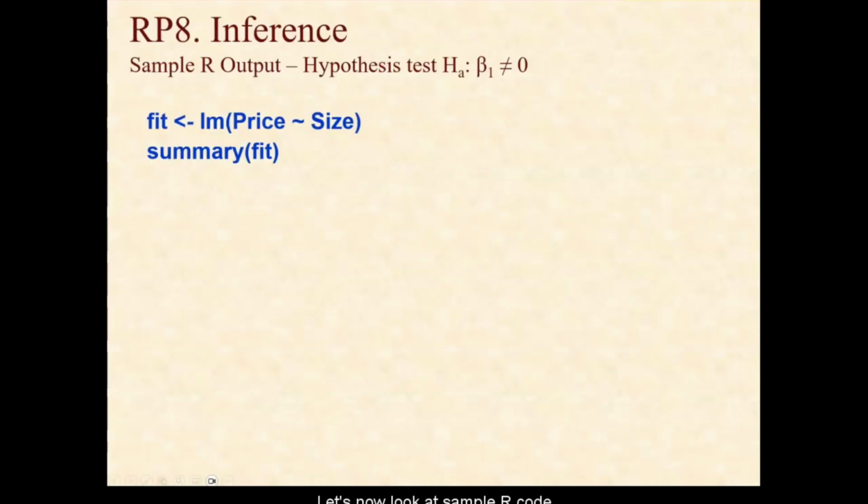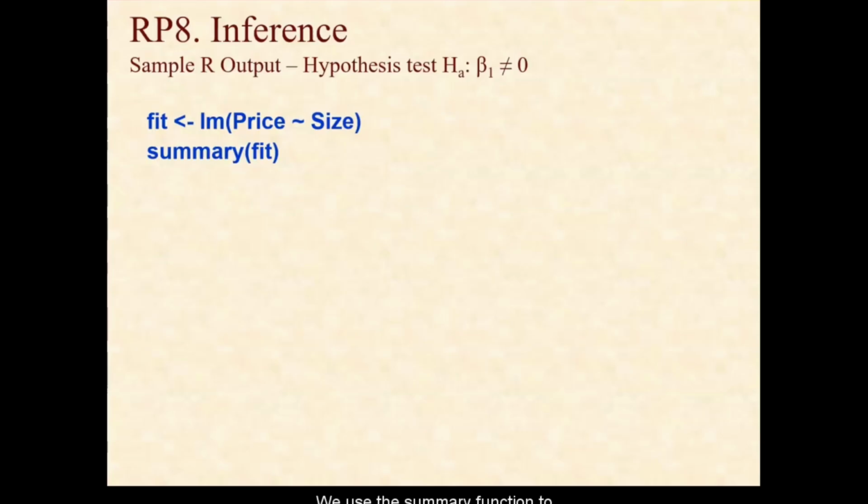Let's now look at sample R code and connect it with our discussion. We conduct a simple linear regression with house price as the response variable, measured in thousands of dollars, and size of the house as the predictor, measured in hundreds of square feet. Both are interval level variables. The R function lm constructs the linear model for these two variables and stores the results of the model fitting in the object fit.